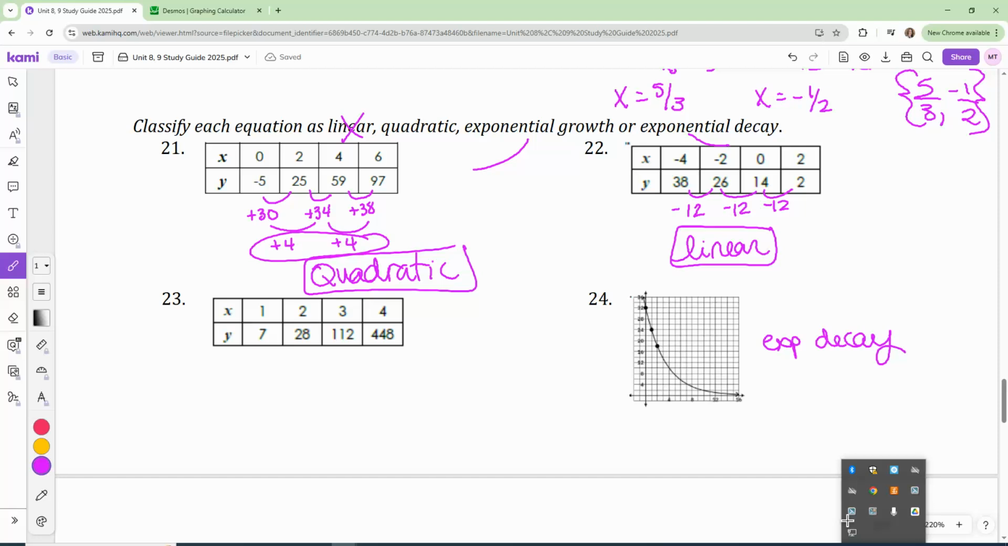On 23, I'm getting some pretty big numbers here, so I don't think I'm adding. To get from 7 to 28, you could multiply by 4. 28 times 4 is 112. 112 times 4 is 448. If you have to multiply, it's exponential.